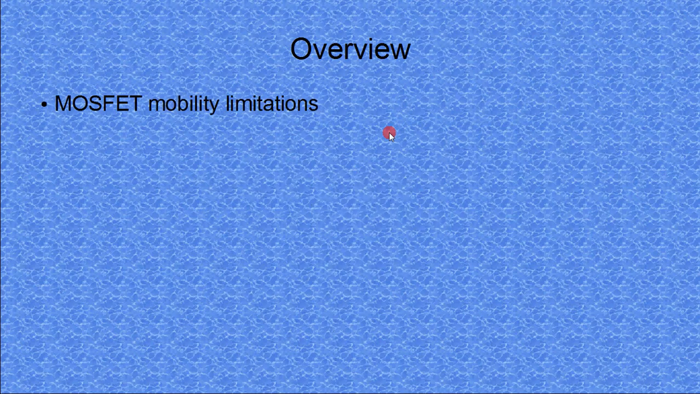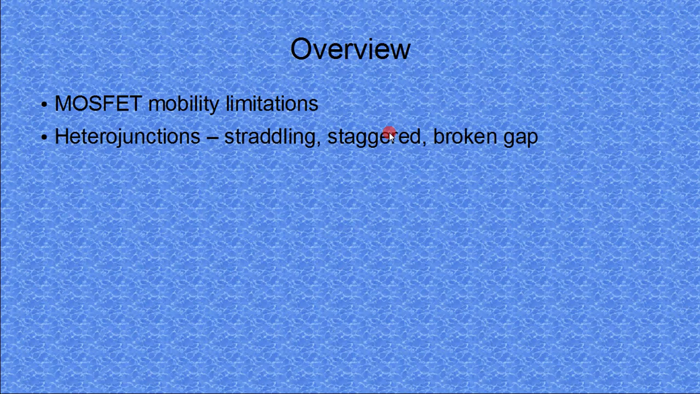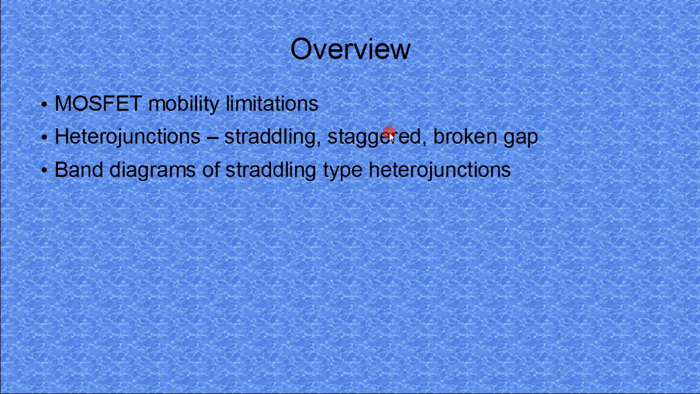So first I'll start with the mobility limitations of MOSFETs, why we need to make a HEMT in the first place. So I'll try to give some motivation for that, and then we'll talk about heterojunctions, which are the basis for creating HEMTs. Then we'll go over a lot of band diagrams for the straddling type of heterojunctions. We will talk a little bit about the quantum well that is formed when you have a straddling type of heterojunction. We won't solve the Schrodinger equation, but we'll give a brief overview of that.